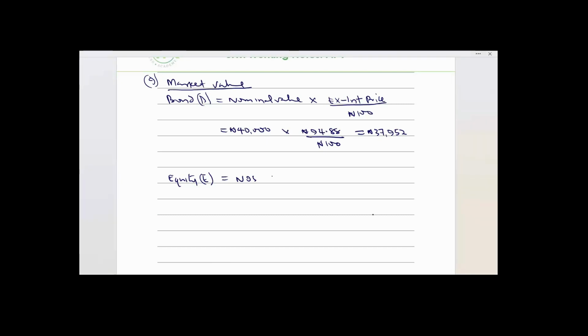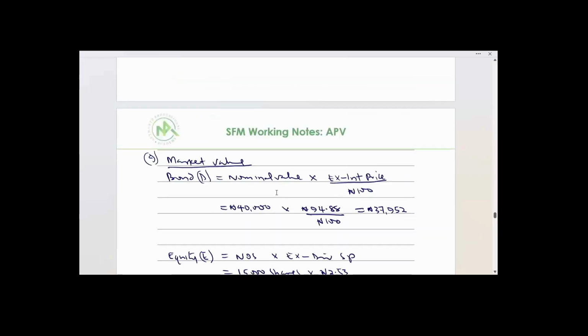So number of shares multiplied by XDIV share price will equal 15 million shares. I will say 15,000 since our numbers are in thousands. 15,000 shares multiplied by 2 naira 53 kobo. So what do you get? 37,950. Thank you. So I've calculated market value of debts and also equity. So let us go and slot in there. 37,952.